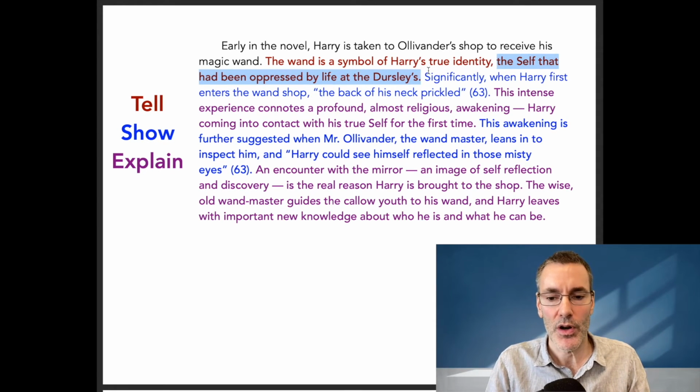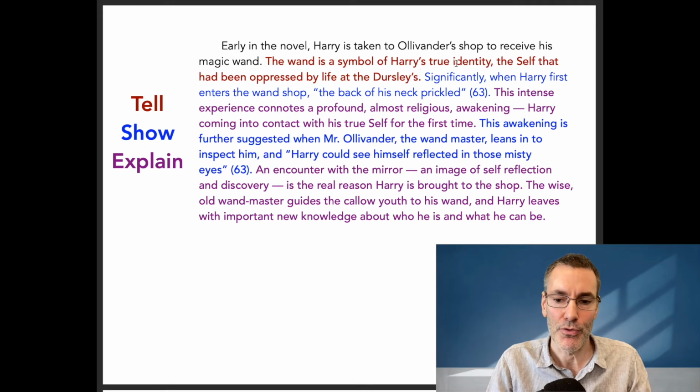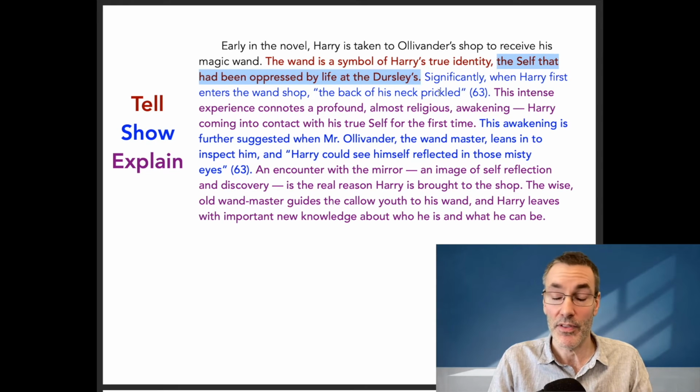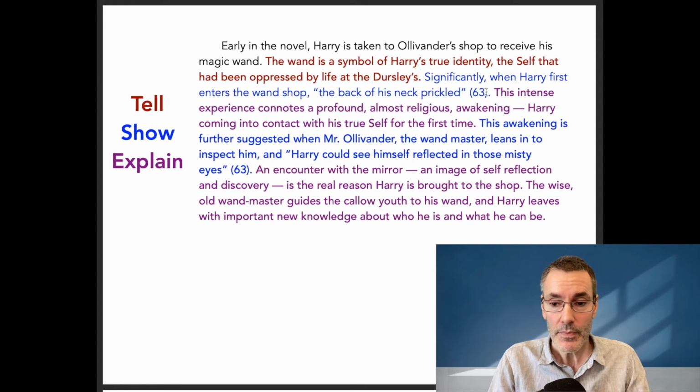If you only said the wand is a symbol of Harry's true identity, it's boring, it's bad writing. You want to flesh out what you mean by true identity, or a bit more of the significance of his true identity in the context of this particular novel. After your tell, you put in your show.